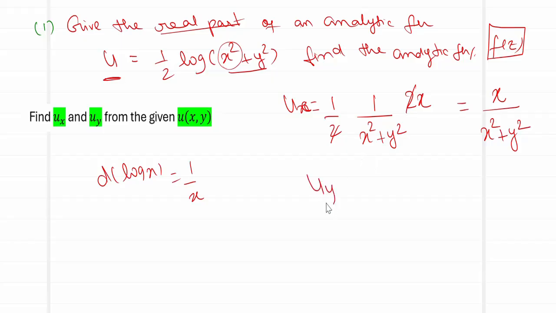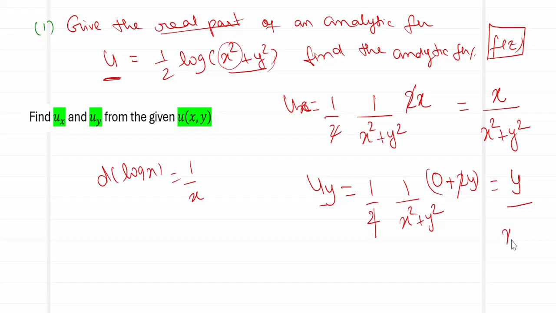Now I need uy. What is uy? In a similar fashion, log on differentiation is 1 divided by x square plus y square. And this x square on differentiation with respect to y gives me 0. And this y square on differentiation gives you 2y. So this 2 can be cancelled off, leaving us with y divided by x square plus y square. So my first step, namely computing ux and uy from the given u, is done. Let us now move on to our step 2.